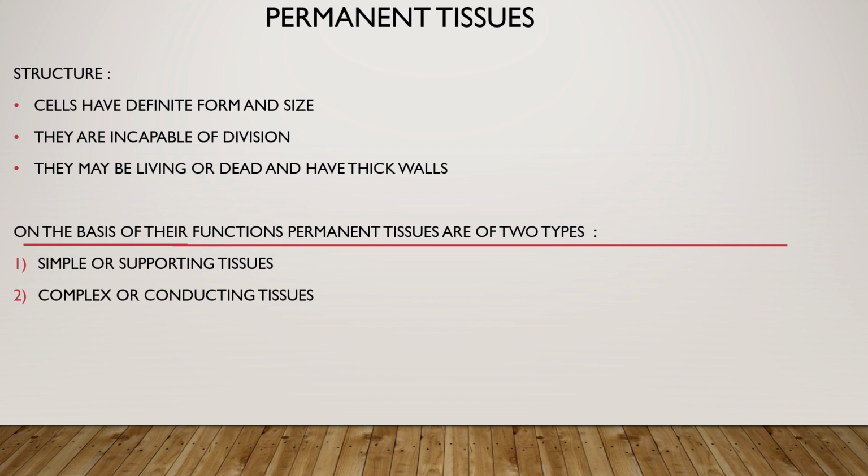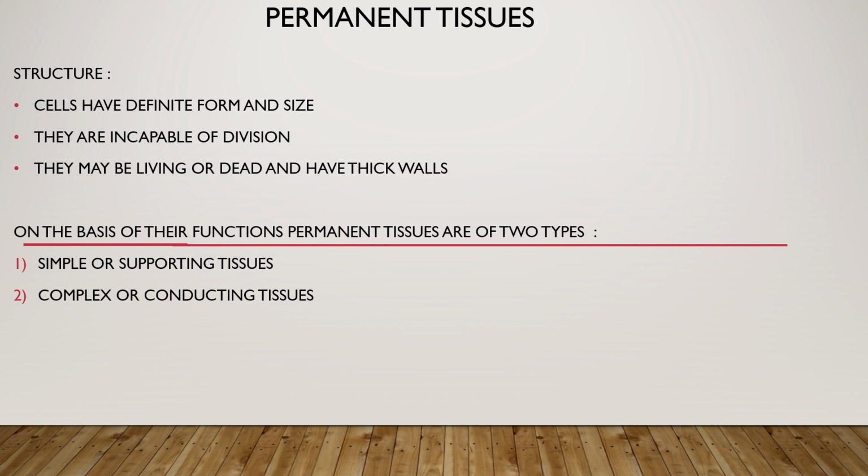Now, the permanent tissues are also made up of cells, but here the cells have definite form and size. Their cells have a fixed form and size, but the cells may be living or dead. They can be living or dead, and the cell wall is thick.